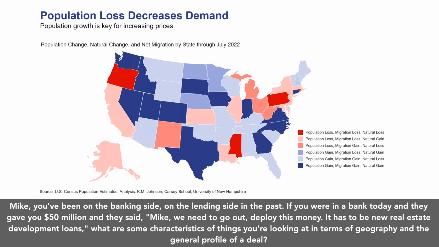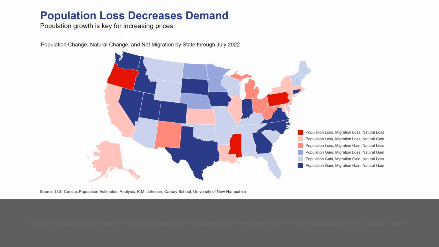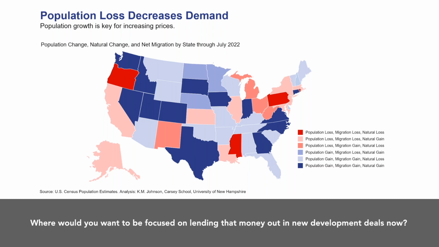So Mike, you've been on the banking side, on the lending side, in the past. If you were in a bank today and they gave you $50 million and they said, Mike, we need to go out, deploy this money. It has to be new real estate development loans. What are some characteristics of things you're looking at in terms of geography and just general profile of deal? Where would you want to be focused on lending that money out in new development deals now?